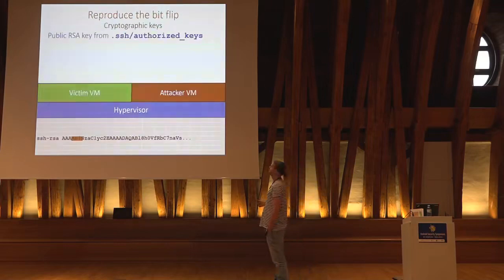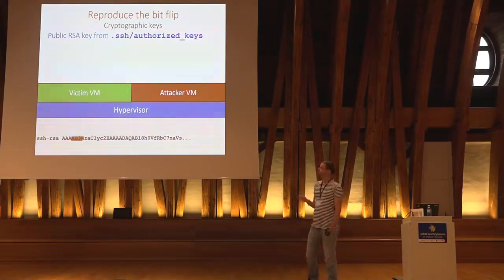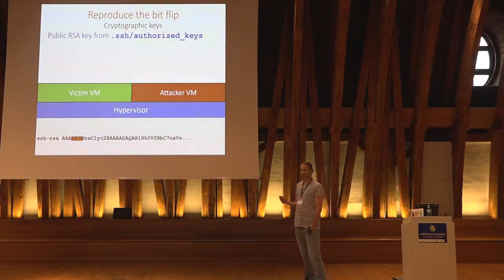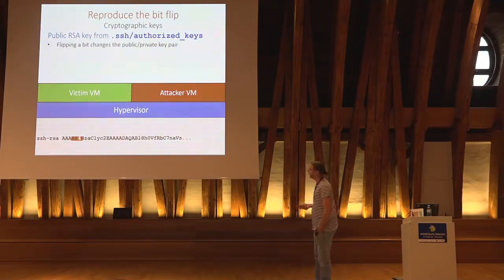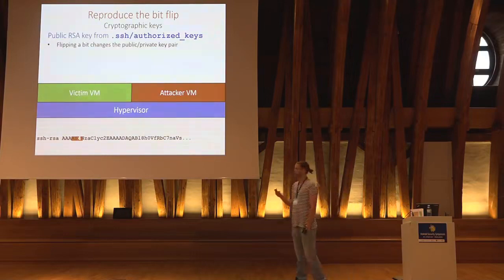And this is very interesting because of this. We're going to look at a public RSA key from the victim stored in the authorized keys file, and we're going to place that here at the location where we can flip a bit. Now, what happens if you flip a bit in the public key of an RSA public-private key pair? Then you change the public key.